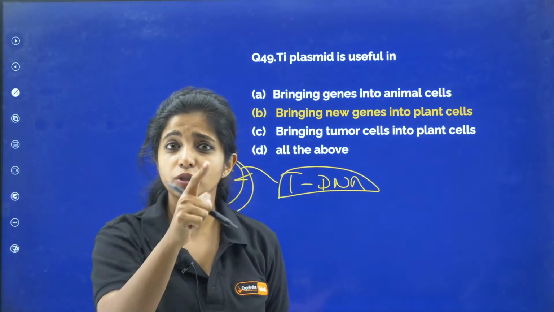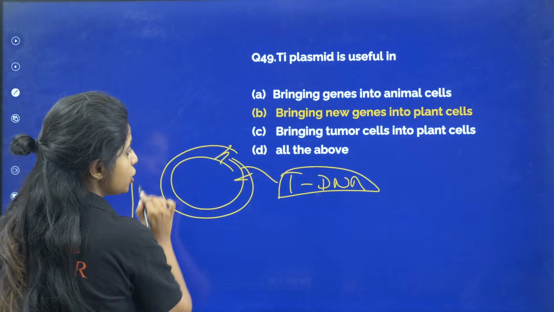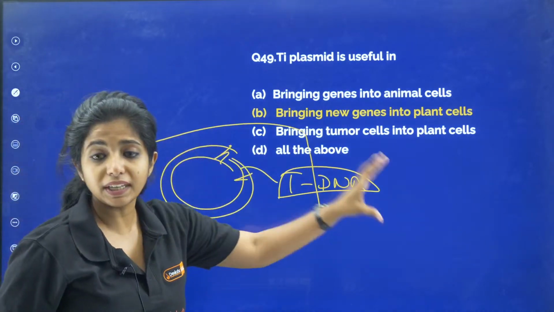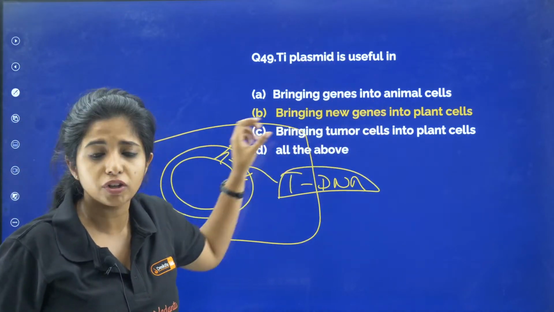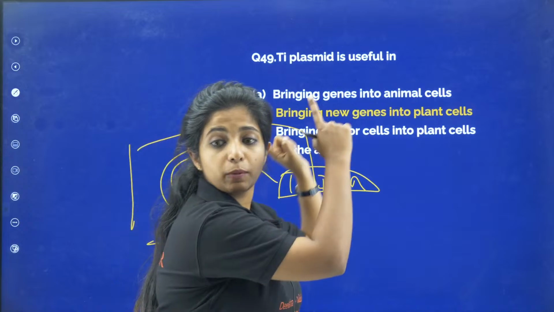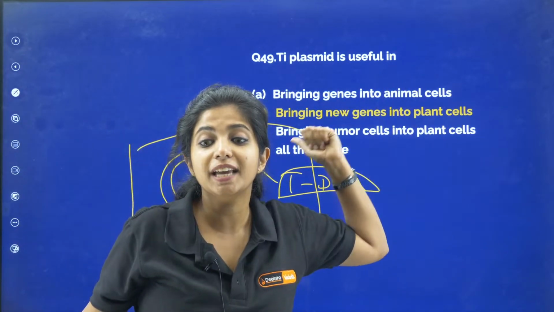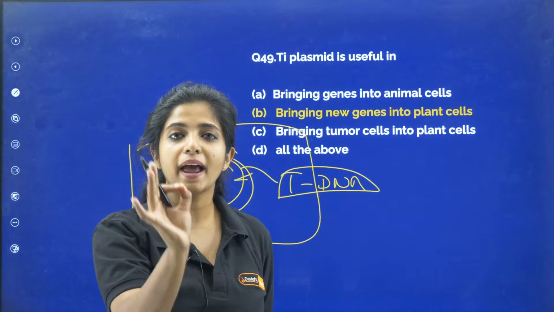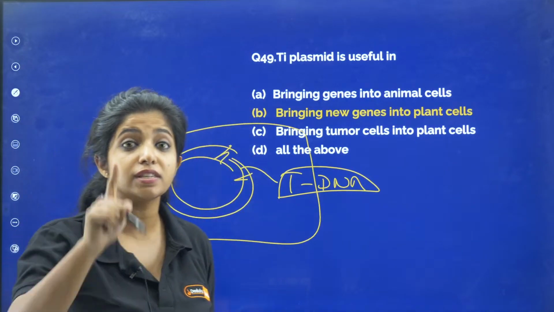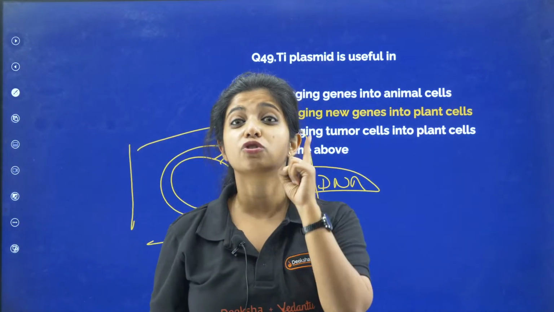Can we use the same mechanism for transferring what we need? Yes. So what we do is remove the T-DNA from the tumor-inducing plasmid, my dear children, and put in our genes, and the same Agrobacterium goes and infects the plant, and we get our gene put inside the plant. So in the case of plants, you always use Agrobacterium tumefaciens. In the case of animals, you are going to use retroviruses.